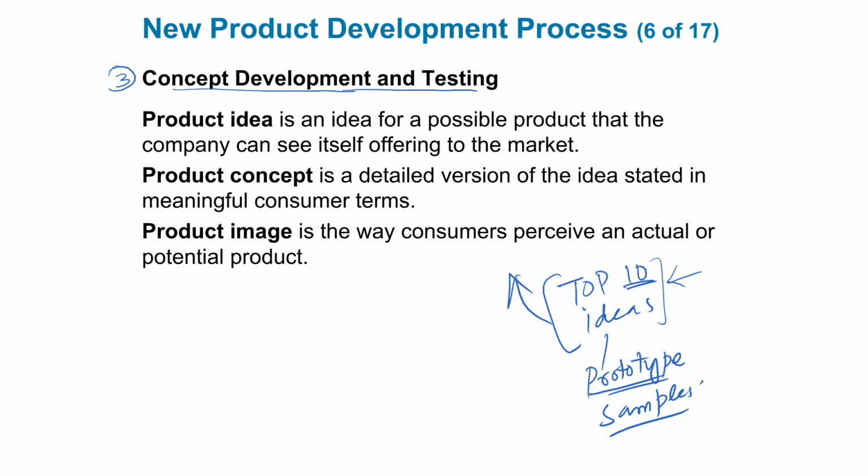So let's look at what the lecture has to offer us. A product idea is an idea for a possible product that the company can see itself offering to the market. Okay, a product concept is a detailed version of the idea stated in meaningful consumer terms. And I told you it can be in the form of a 3D presentation, for instance.